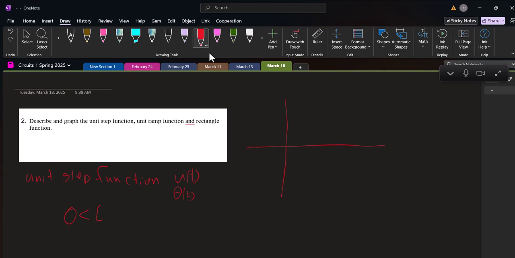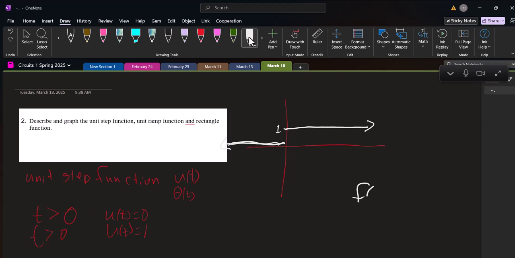So the unit step function is 0 for when time is less than 0, the unit step function equals 0. And for time greater than 0, the unit step function equals 1. So it's basically an on switch. So it's 0 until you get to 0, and once you get to 0, it becomes 1. And so you can use it with other functions.